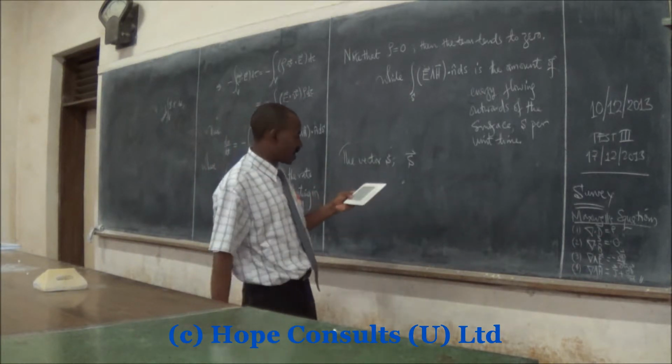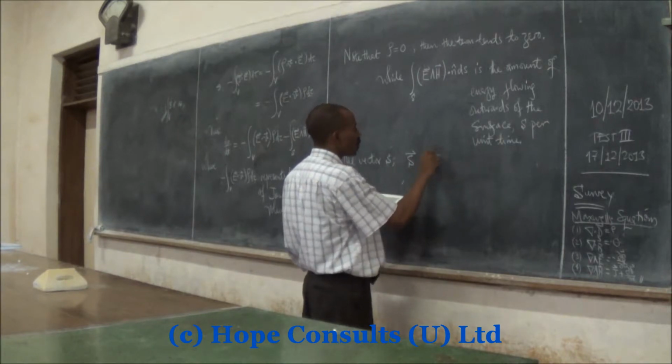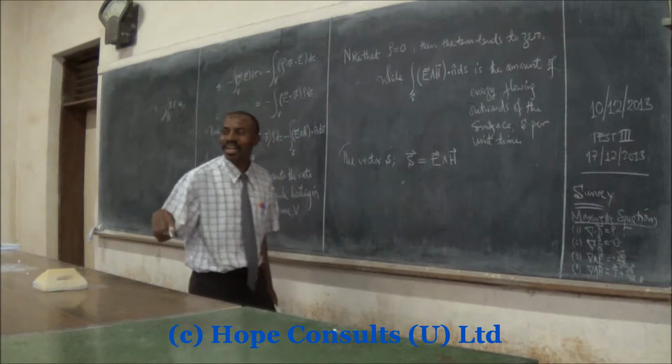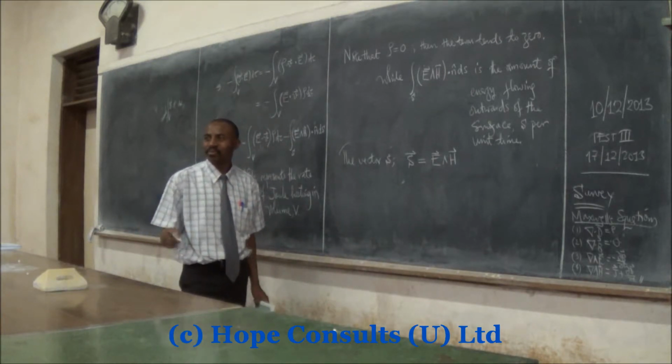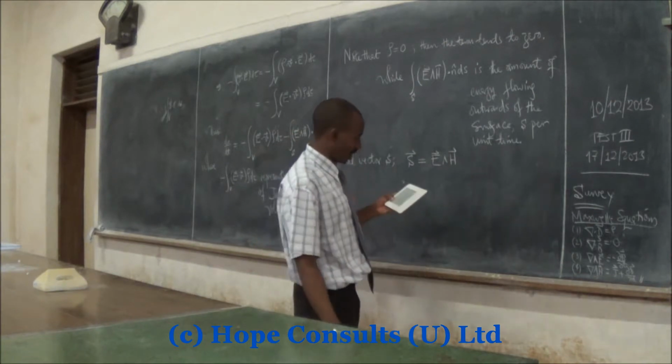So the vector S, which is equal to E cross H, I was thinking whoever was bringing back, so I know who did and who brought back. And I don't trust students.